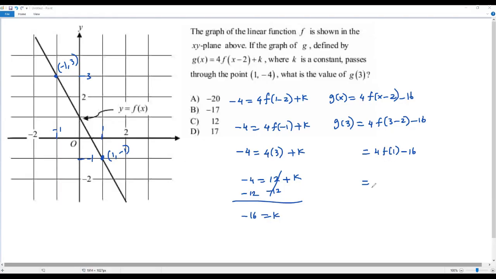That is -1. Okay, now let me plug in -1 for f of 1, minus 16. 4 times -1 is -4, minus 16. When I combine -4 and -16, I'm getting -20. Okay, here I got the value of g of 3. Its value is -20. We find -20 in answer choice A. The correct answer choice for this question is A.